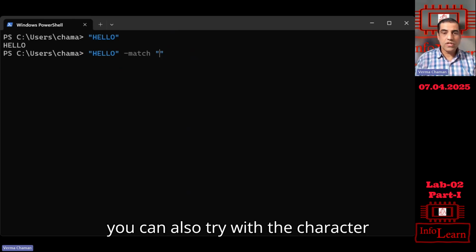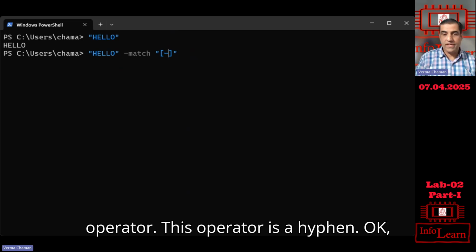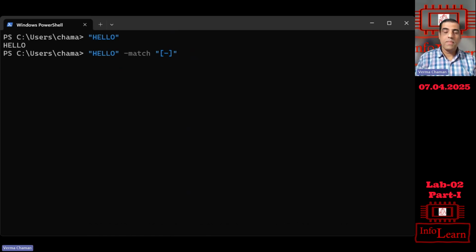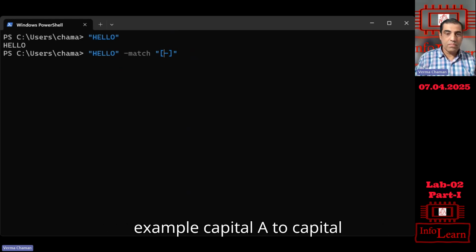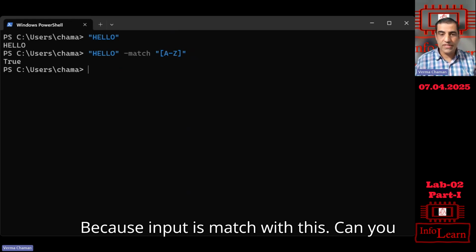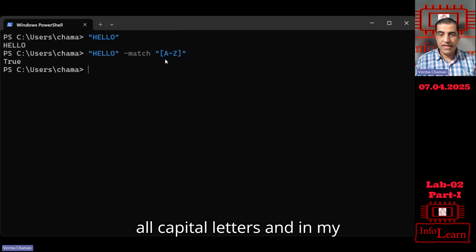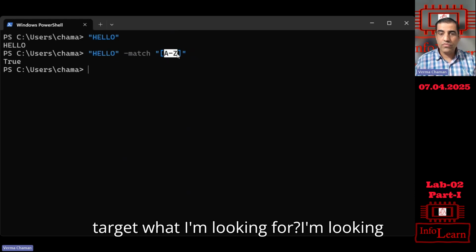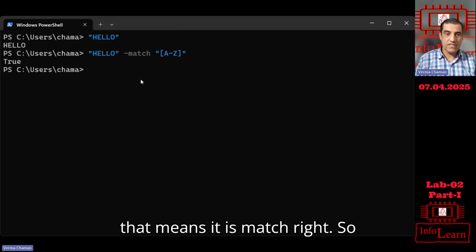Now you can also try with the character set like this. What operator will you use? This operator is a hyphen. Practically it looks like a range. So now what will happen? You can write, for example, capital A to capital Z. Now, what is the answer? It's true, because the input is matched with this. Can you see right now? Hello world has all capital letters, and in my target I'm looking for capital A to Z. That means it is a match, right?